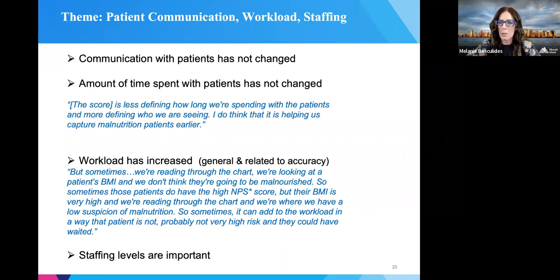The amount of time with the patients also has not changed. Here's the quote: the score is less defining how long we're spending with patients and more defining who we're seeing. I do think it's helping us capture malnutrition in patients earlier.